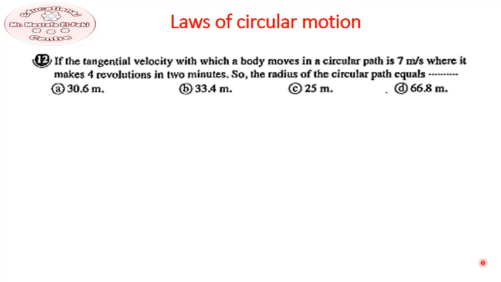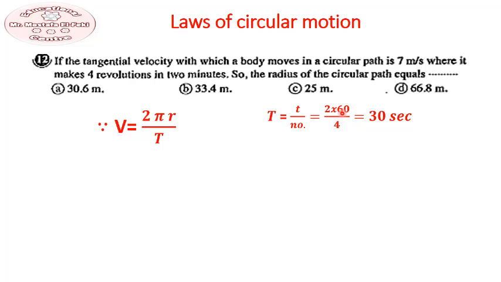If the tangential velocity with which a body moves in a circular path is 7 meters per second, where it makes 4 revolutions in 2 minutes, so the radius of the circular path equals? Since velocity equals 2 pi r divided by t, where the time equals the total time divided by the number of rotations, then 2 minutes times 60 to convert it from minutes to seconds, divided by 4 revolutions equals 30 seconds. Then the velocity equals 2 pi r over t, then the radius equals vt divided by 2 pi. Then the correct answer is 33.4.